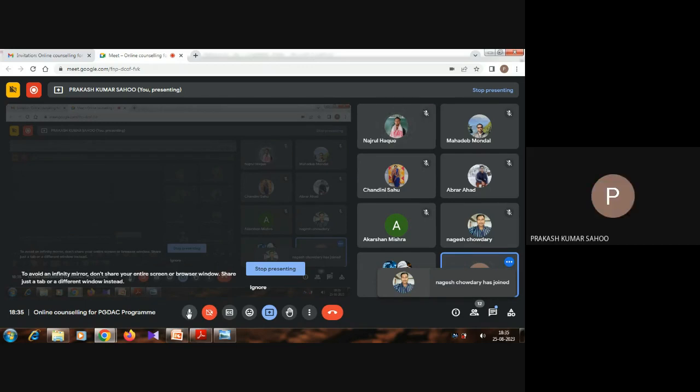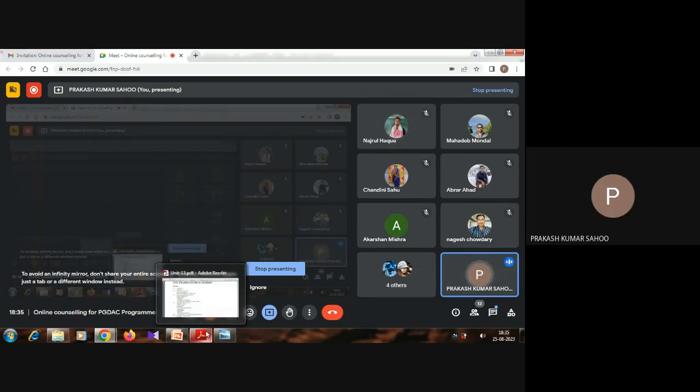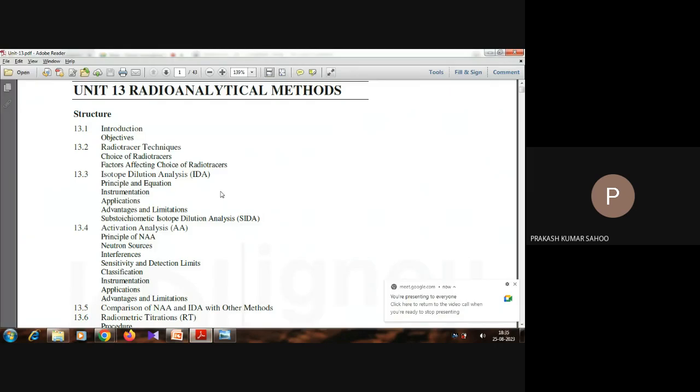Okay. So we have the last part of your paper MCH-004 of the program postgraduate diploma in analytical chemistry, and in the last unit of your paper as well as your program, this is the last unit: radioanalytical methods.